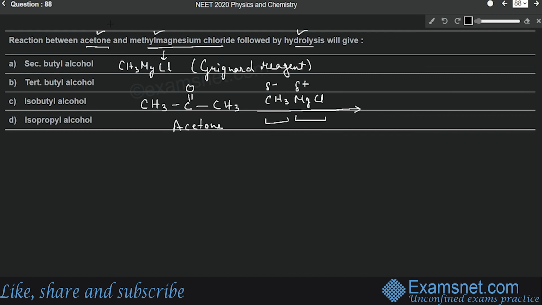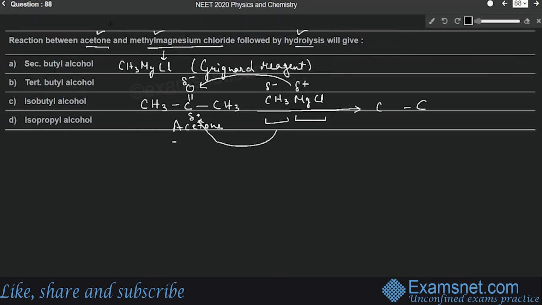Okay. Now in this acetone molecule, what will be the positive part? Carbon will be the positive part because oxygen is more electronegative, so it will acquire a partial negative charge, so automatically carbon will be the positive part. Now in this reaction, the negative part of the Grignard reagent will attack the positive part of acetone, and the positive part of the Grignard reagent will attack the negative part of acetone. Okay, so the methyl group is negative, so where will it attack? It will attack the positively charged carbon, whereas magnesium is positive, so this will attack the negatively charged oxygen. Got it? So what will be formed here?